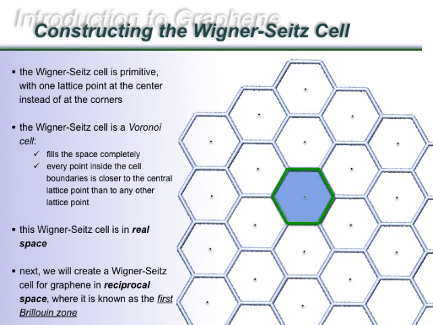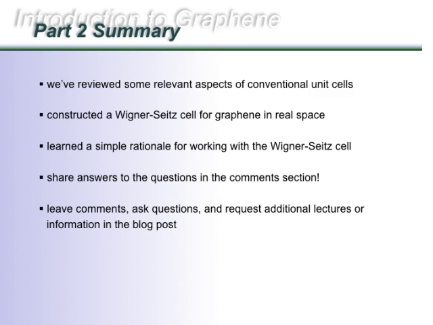This Wigner-Seitz cell is in real space, though. Next, we'll create a Wigner-Seitz cell for graphene in reciprocal space, where it is known as the first Brillouin zone. Okay, then we reviewed a few relevant facts about conventional unit cells, and we constructed a Wigner-Seitz cell for graphene in real space. Next time, we construct a Wigner-Seitz cell in reciprocal space.